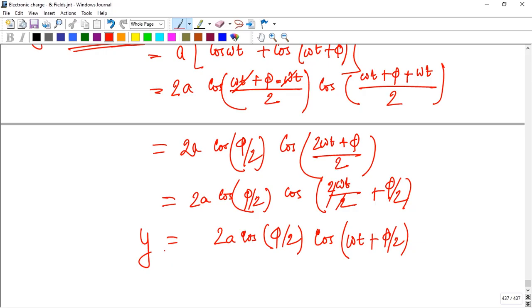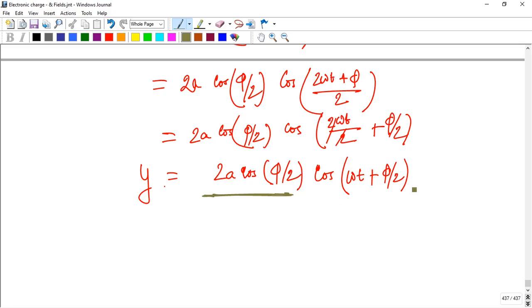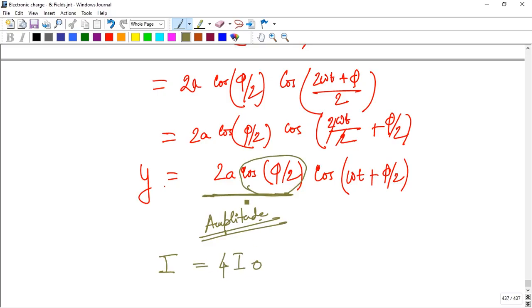Okay, so now in a wave, this part represents the amplitude, and this is the normal wave. So this represents the amplitude, which means it represents the intensity here, and the intensity I is equal to 4 I naught, with the other factor being the square of the amplitude. So this factor is cos squared of phi by 2. These represent intensity.